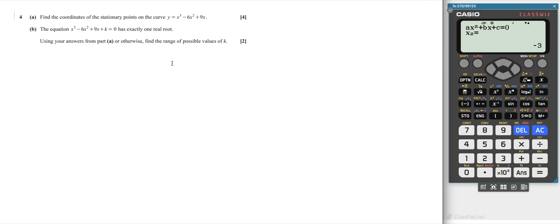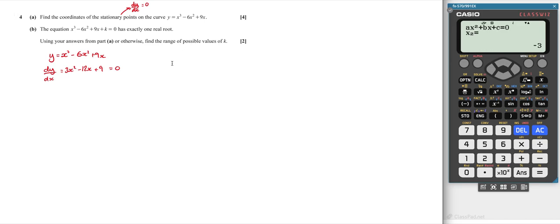Question 4. Find the coordinates of the stationary points on that curve. So if I see stationary points, that says to me dy by dx is 0. So let's find what dy by dx is. If y is x cubed minus 6x squared plus 9x, dy by dx is 3x squared minus 12x plus 9, and we're making that equal to 0.